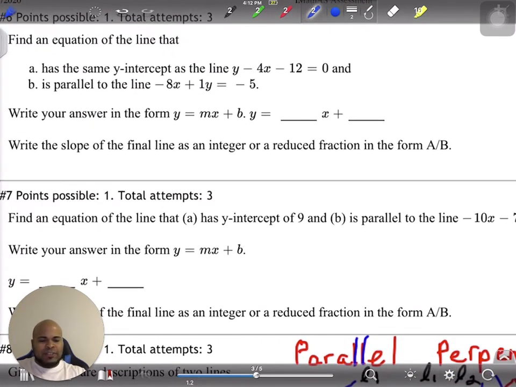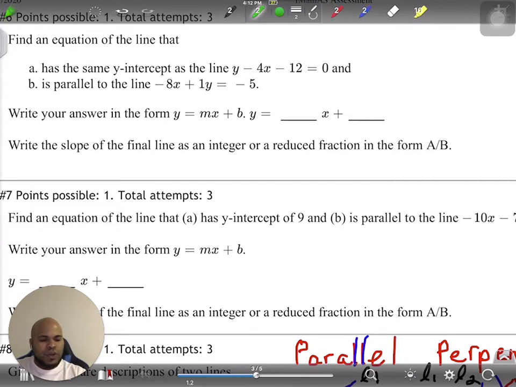Find an equation of the line. First condition, has the same y-intercept as the line y minus 4x minus 12 equals 0. So can you tell me what the y-intercept is just by looking at this equation? The answer is no. Now you have two ways of finding the y-intercept. You could solve for y equals mx plus b, or you could plug in 0 for x. I'm going to solve for y equals mx plus b.